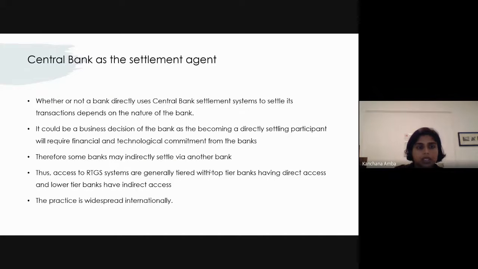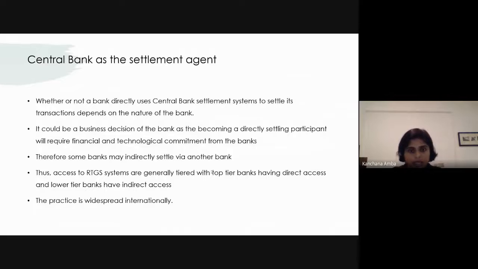Central bank as a settlement agent: whether or not a bank directly uses central bank settlement systems to settle its transactions depends on the nature of the bank. A directly settling participant will require certain financial and technological commitments, and it's cheaper, and the commitments are also less if you are indirectly connecting via another bank, right? Thus, access to RTGS systems is generally tiered, right? Because that is the core settlement system of the country.